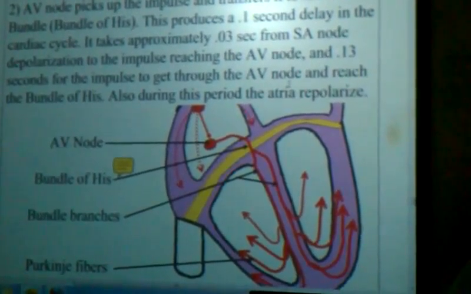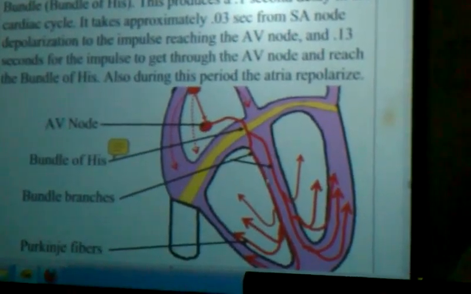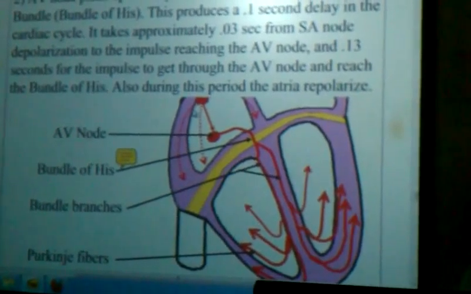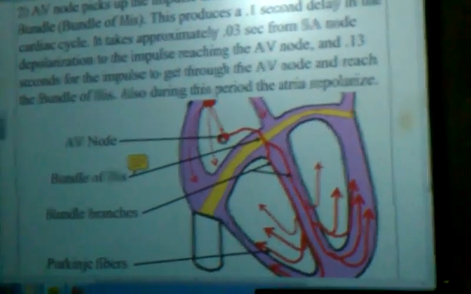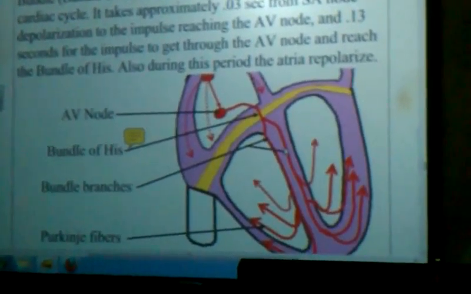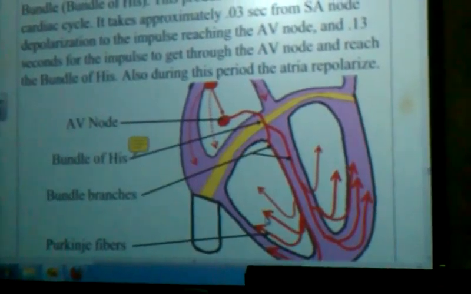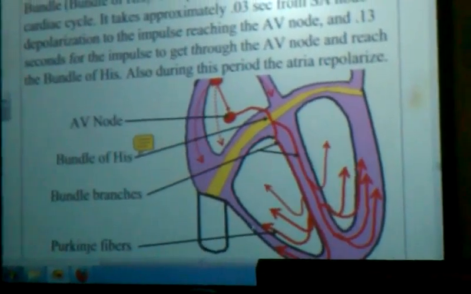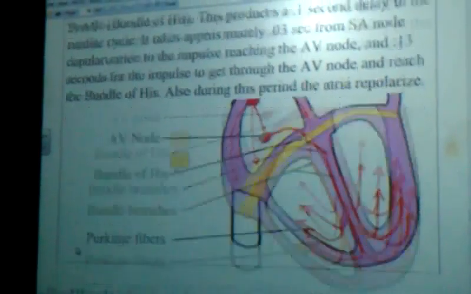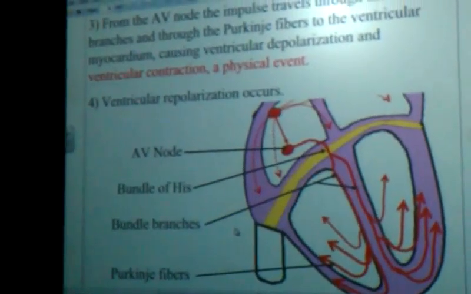But what we're interested in is knowing this pathway. Know the pathway of the conduction system. SA node to the AV node, to the bundle of His, to the right and left bundle branches, to the Purkinje fibers, and into the myocardium, all right? So that's important to know. Know that pathway, all right? Now, here it is again.